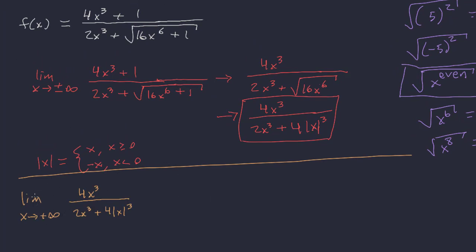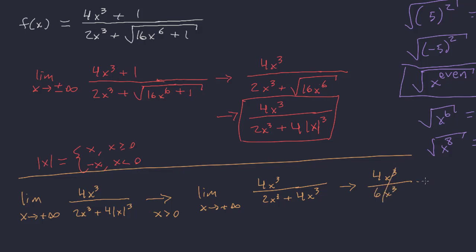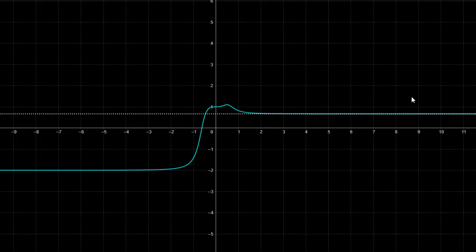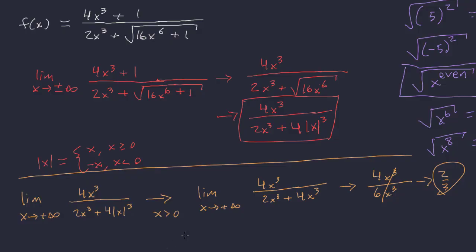All right, so here if I have the limit as x goes to positive infinity of 4x cubed over 2x cubed plus 4 absolute value of x cubed, well here, since we're going to positive infinity, x is definitely positive, so the absolute value of x is just going to be x. So this will be the limit as x goes to positive infinity of 4x cubed all over 2x cubed plus 4x cubed. The absolute value is not really going to do anything, so we'll end up with 4x cubed all over 6x cubed, just like we did before, so we'll get 2/3. Okay, so that is from the graph here that we've already seen. All right, so that part doesn't change that much.